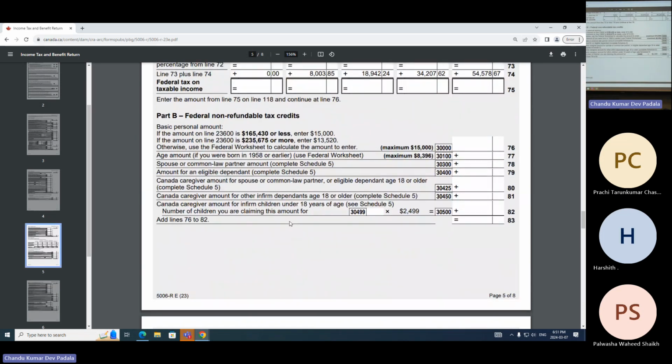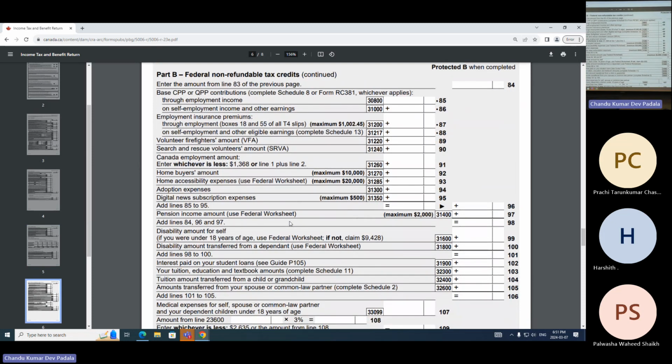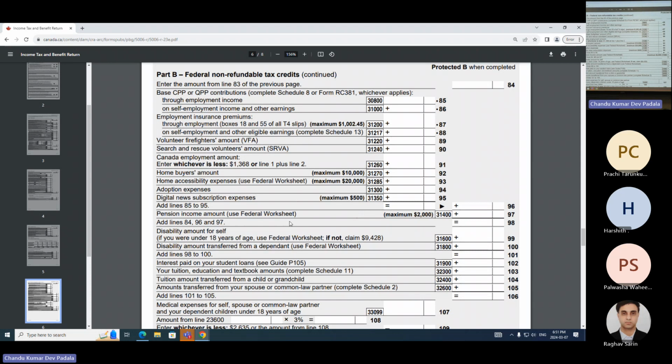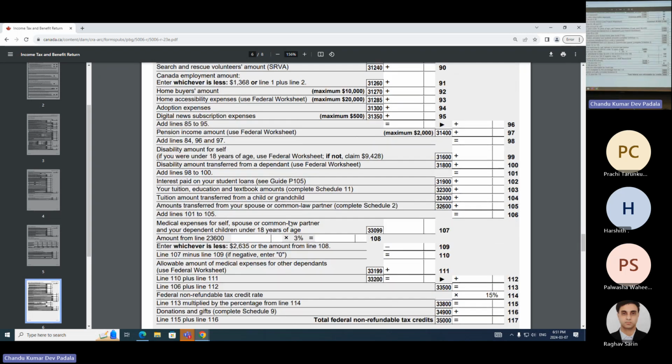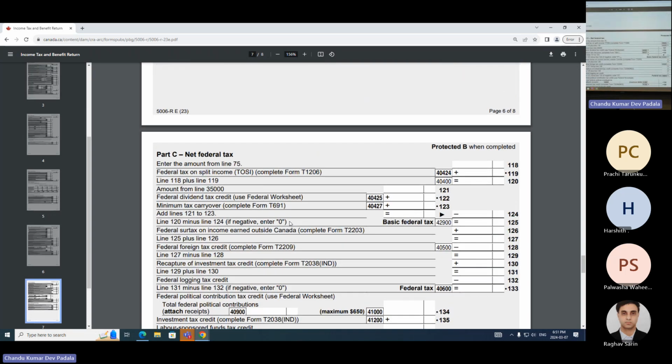These are non-refundable tax credits, which means they won't give you a refund. Basically, these ones will reduce your income to 0, but they won't ever give you a refund. There's so many different ones, and again, going back to the software which you're going to use to file your taxes, it's going to ask you a bunch of questions, and it'll determine whether or not you're eligible for any of these deductions. So don't worry too much. It's going to give you a total of your non-refundable tax credits.